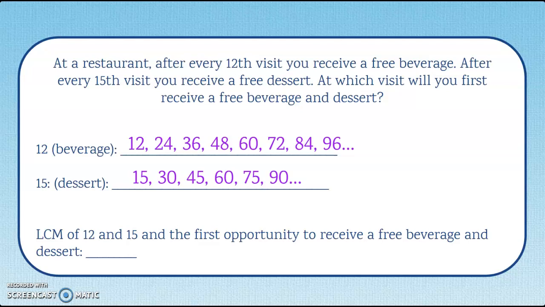To find the LCM of 12 and 15, I need to find the smallest number they have in common, and this will be the first opportunity for a customer to receive a free beverage and a dessert. The LCM is 60, so it would take 60 visits for you to have a free beverage and a free dessert.